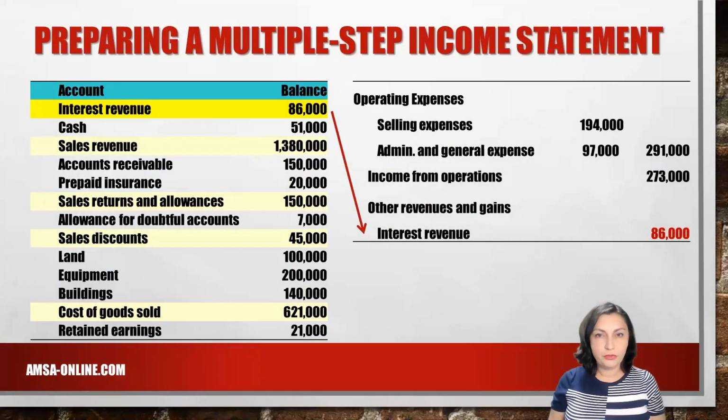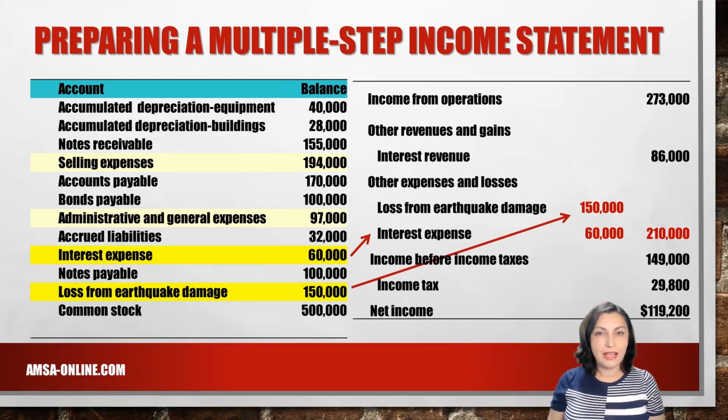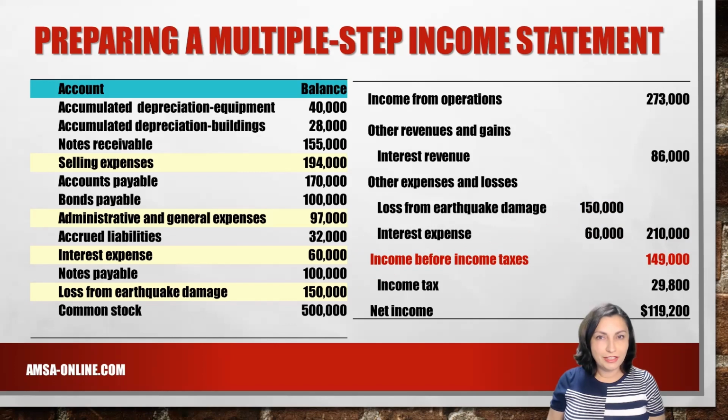The next section includes other income and expenses. Other income and expenses represent income from sources other than normal operations of the company. We first list interest revenue, which is $86,000. Next, we list interest expense of $60,000 and loss from earthquake damage of $150,000. Income before income taxes is $149,000. It is the difference between income from operations and other revenue and expenses.